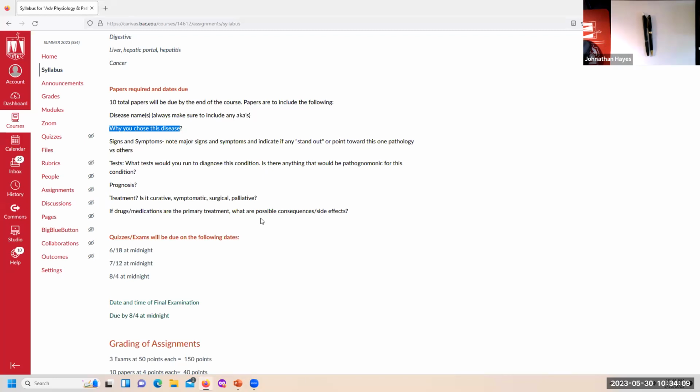But, you know, I picked this because my father has this, or I picked this because I lost a sibling to this, or I picked this because my best friend has this. It can be as simple as that. Just put why you chose it. You can say, I picked this because I heard it in class and I wanted to know more about it. I picked this disease because it was gross. I picked this disease because I saw it in the movie Outbreak. So whatever. It doesn't really matter why you picked it. Just show why you picked it. Main things that I want to see, obviously, what are the signs and symptoms?